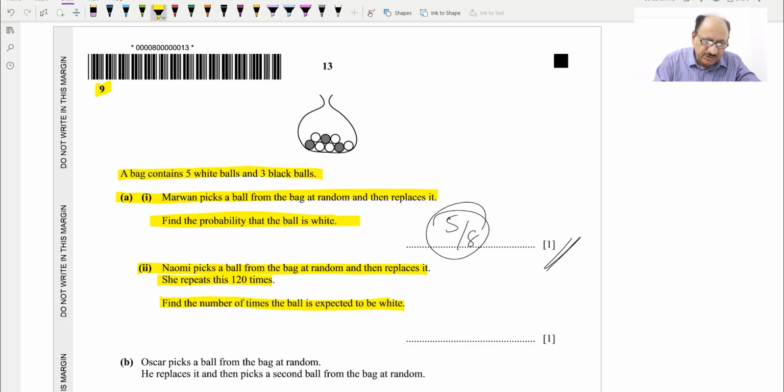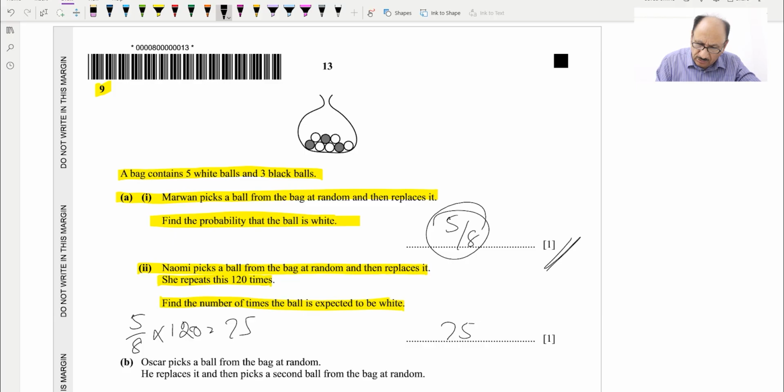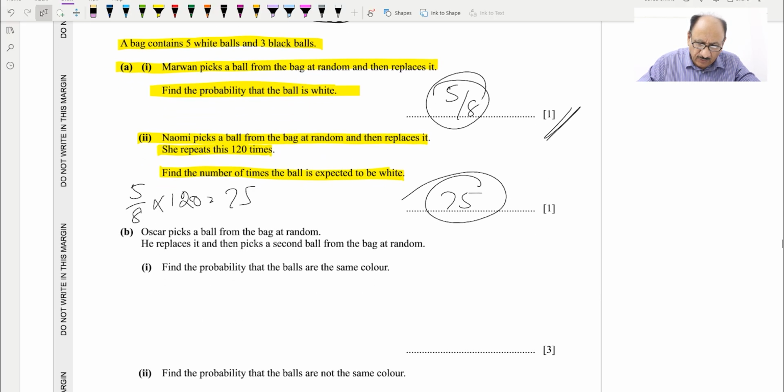So white is 5 by 8, so we will multiply 5 by 8 by 120, which is the number of turns which we have taken. So this will be 5 over 8, multiplied by 120, is equal to 75. So 75 times we are expected to get white, and this is for 1 mark. Now the next question, B part, Oscar picks a ball from the bag at random. He replaces it and then picks a second ball from the bag at random.